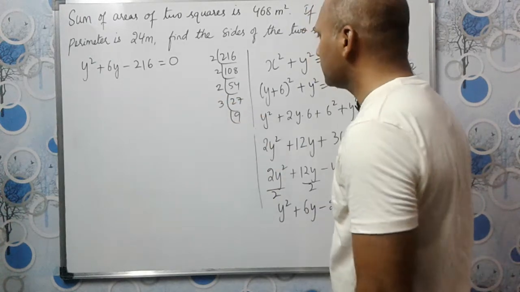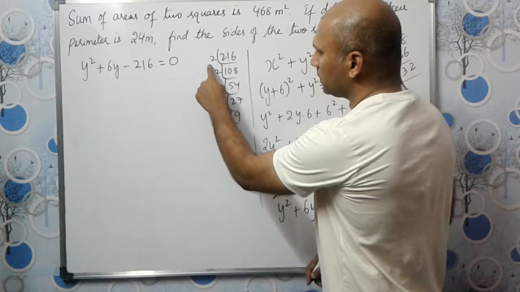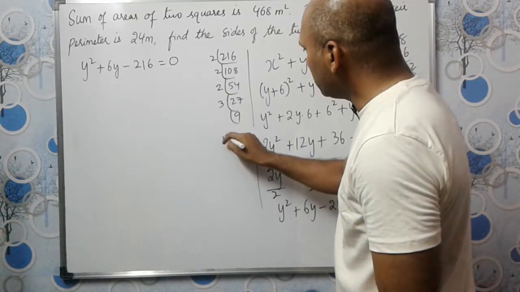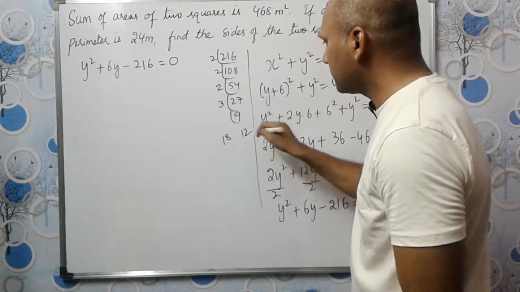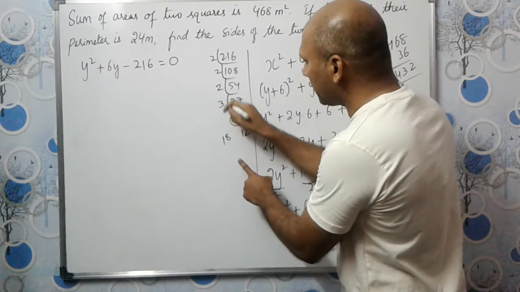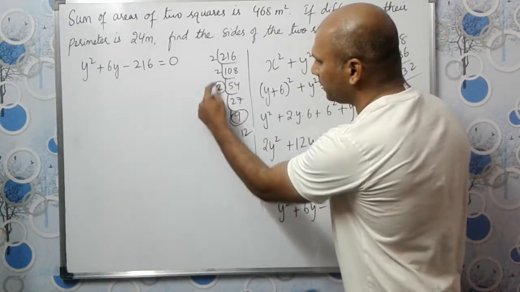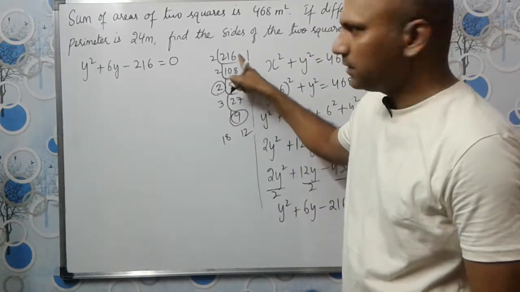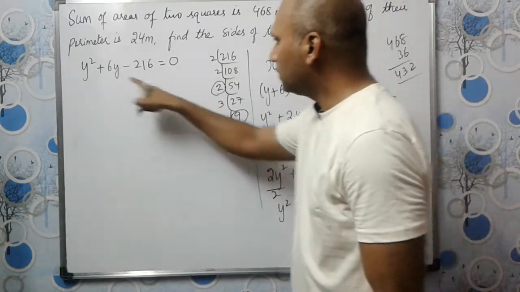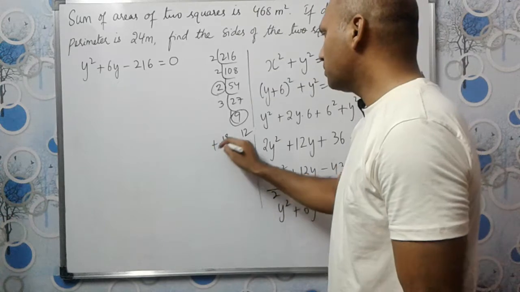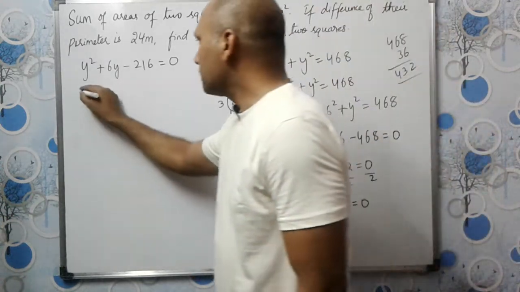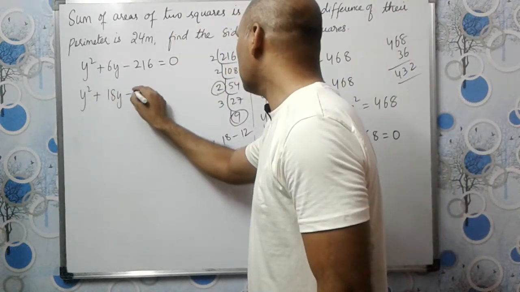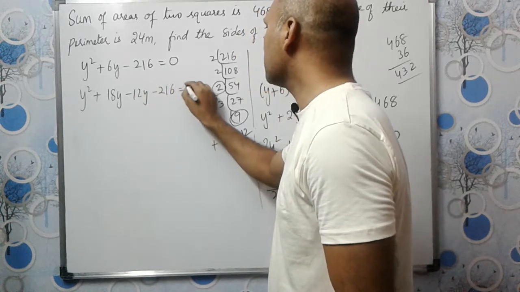3 and 72, 6 and 36, 12 and 18, hmm. 24 and 9 is also not possible. So what we'll do is, 9 twos are 18, 3 twos are 6, 6 twos are 12. Yes. See what I did? I took this 9 and multiplied by 2. So 18 and 3 twos are 6, 6 twos are 12. So 18 and 12 are the factors of 216. Can we use 18 and 12 to get plus 6? Yes. Plus 18 minus 12. So let us write this 6y in this form: y square plus 18y minus 12y minus 216 is equal to 0.